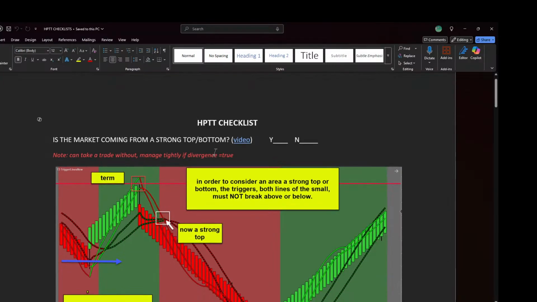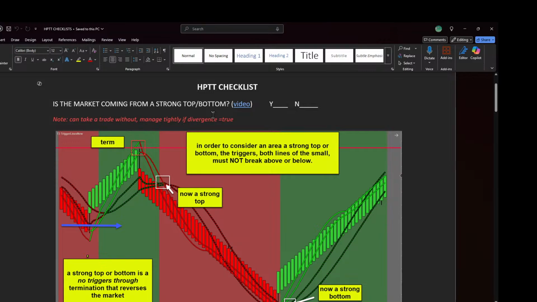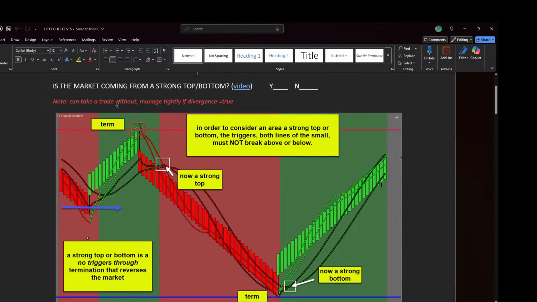So this is the high probability trend trade checklist. This is a way for you to guarantee that you're seeing things correctly, guys. Is the market coming from a strong top or bottom is the first item on the checklist, because this checklist is designed to optimize your chances of success. A strong top or bottom isn't mandatory for a high probability trend trade. You can take a high probability trend trade without it. It's not one of the rules.